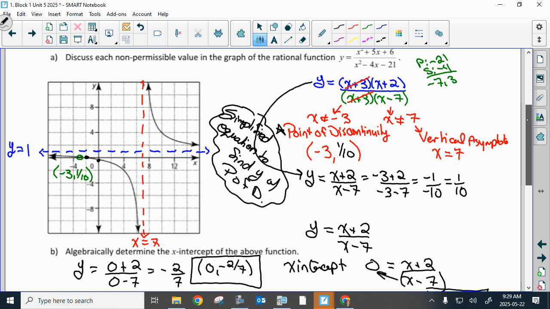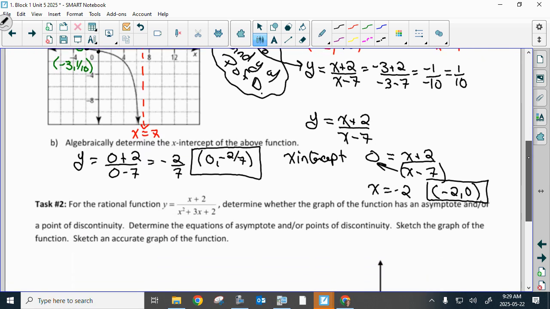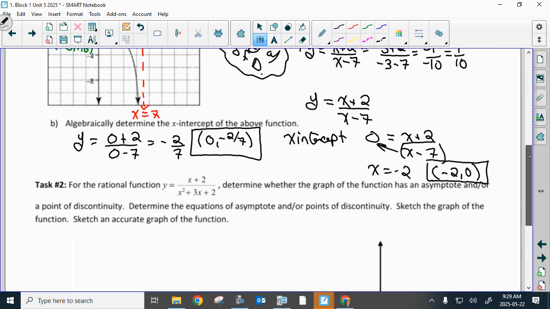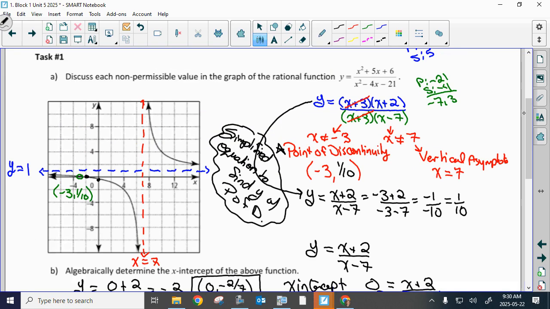Now here's the tricky part. If I asked you for the domain and range, domain is easy. You would say x cannot equal negative 3 nor 7. For the range, you would have to say y can't equal 1 and y can't equal 1/10. The 1/10 is never going to happen. That's where the hole is. So you have to remember the y value of the point of discontinuity and the horizontal asymptote.